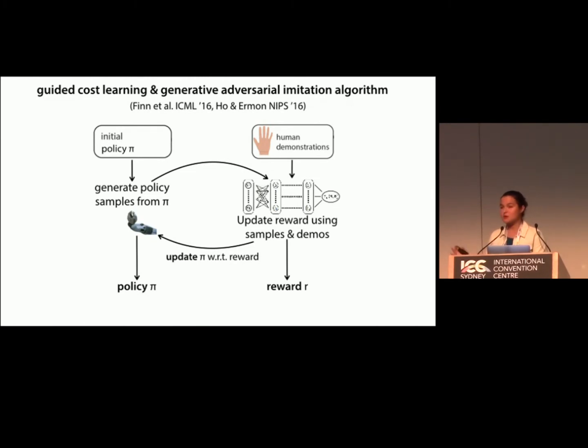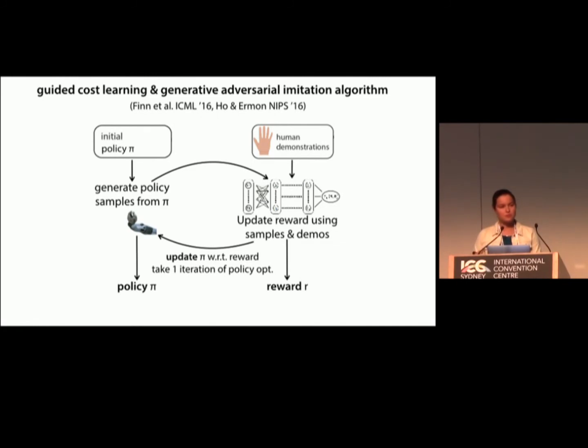Okay, so how do we avoid solving the MDP in the inner loop of this optimization? Well, instead of fully solving for the optimal policy, we only partially optimize. So we're going to take one iteration of policy optimization with respect to our current reward function. Okay, so that's the algorithm at a glance.